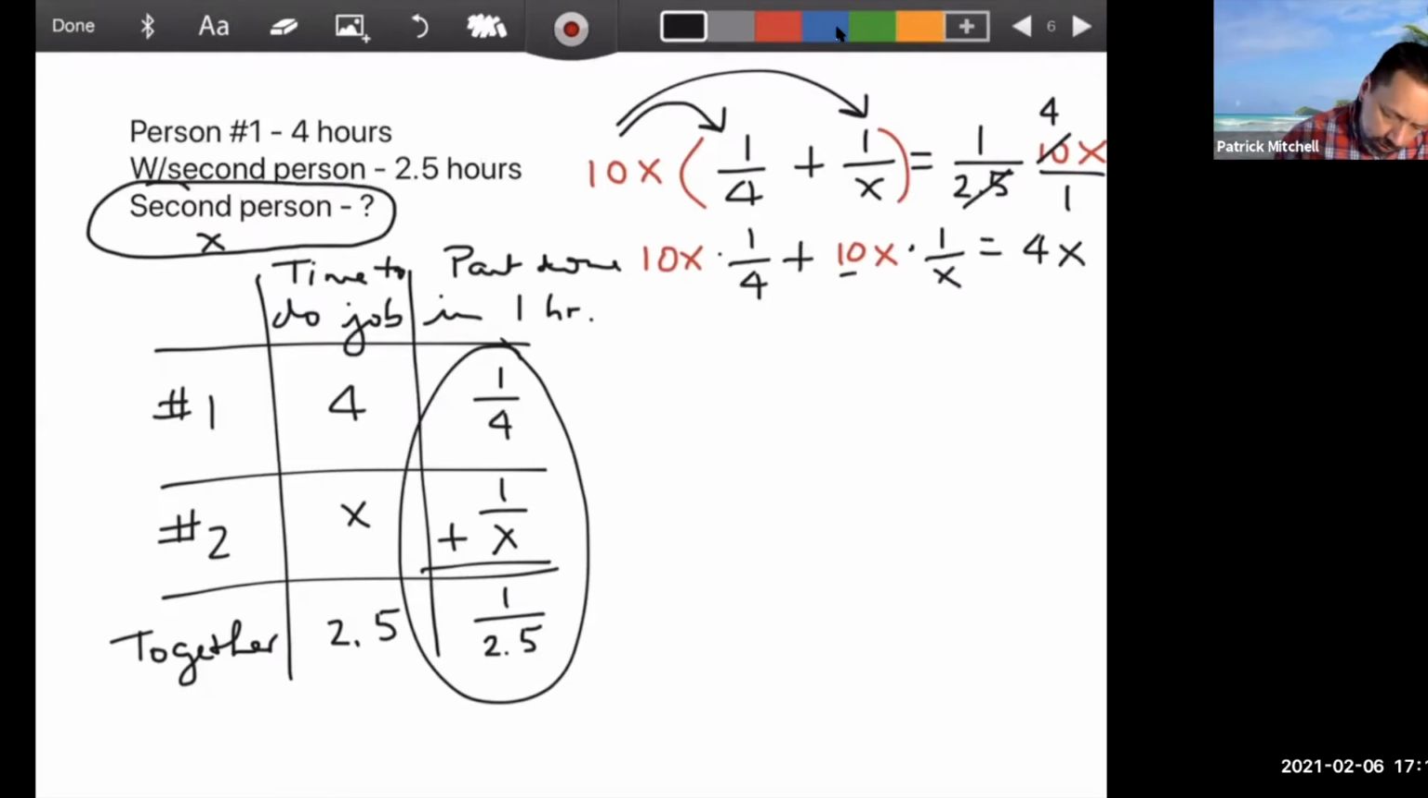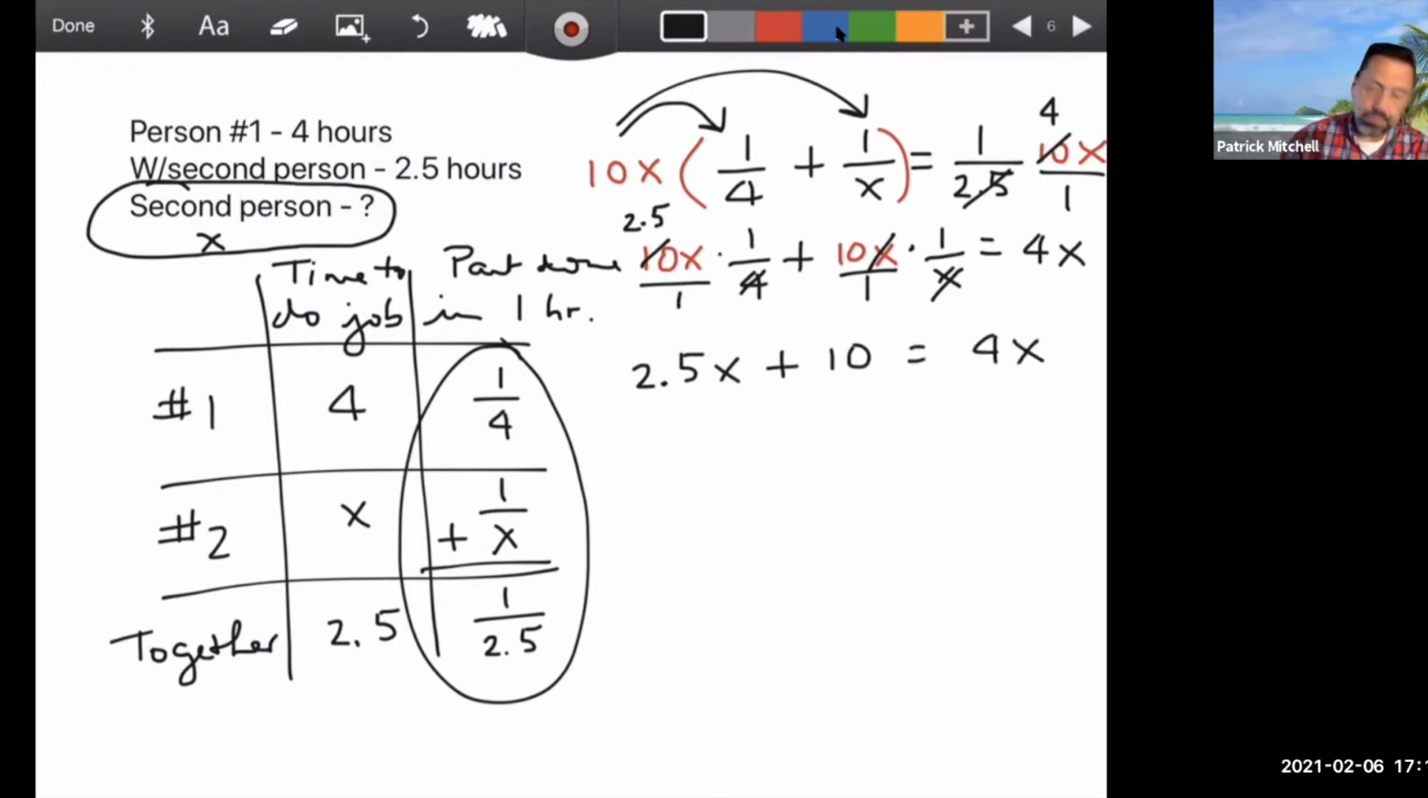So in the second term, the x's are going to cancel. And you know what I think I'm going to do with the 4 and the 10? Normally I don't do this, but we've already got decimals in here. Why don't we just say 4 goes into 10, 2.5. Normally we don't do that. Feels a little weird doing that, but it's okay. So that's going to give us 2.5x plus 10 equals 4x.